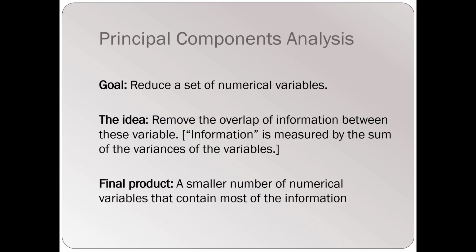Another approach to dimension reduction is called principal components analysis. The idea is to reduce the number of predictor variables. So we start with a bunch of variables, say 100 variables, and then we want to take the predictive power of those 100 variables and condense them into just a few, maybe 10 or 15 variables. If that's possible, then we should do that, and that's what principal components analysis attempts to do.